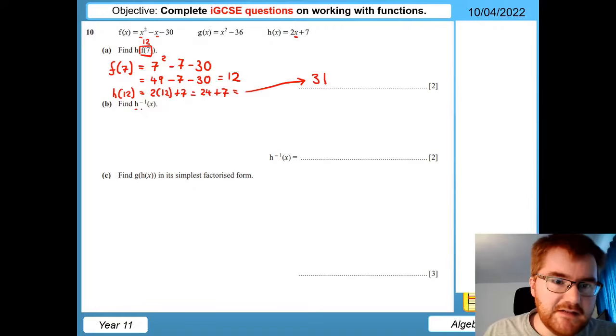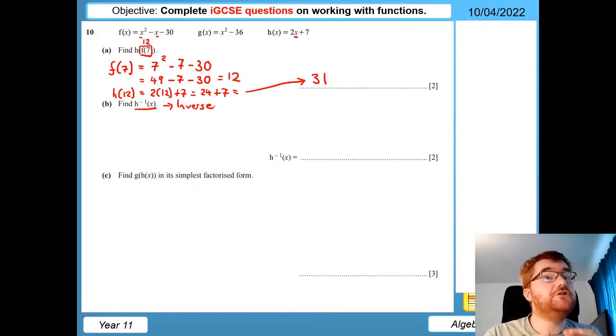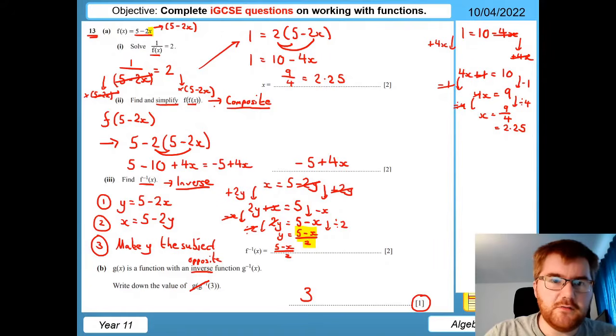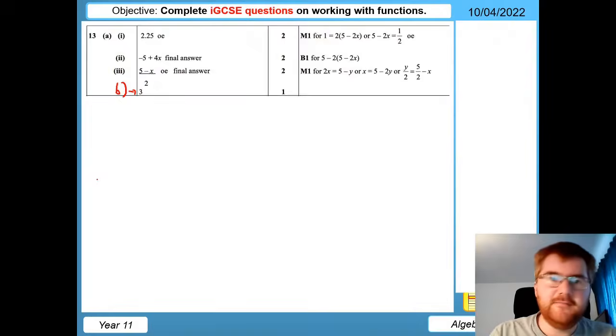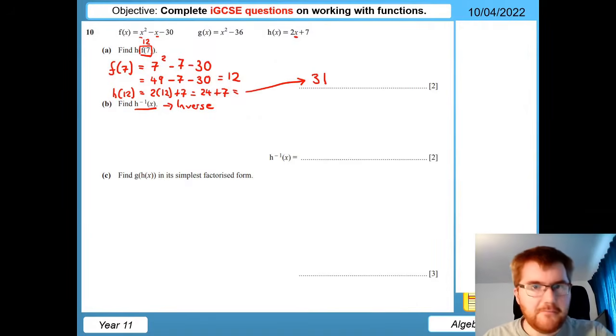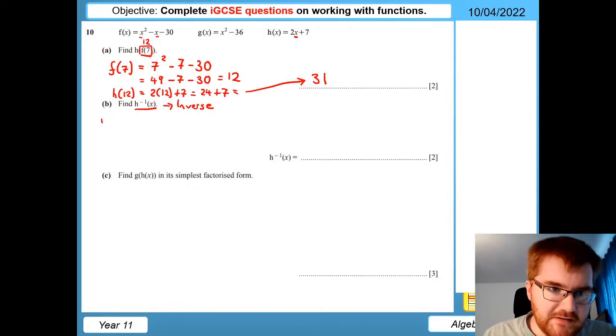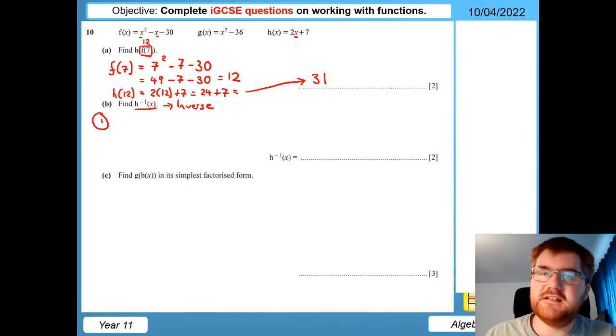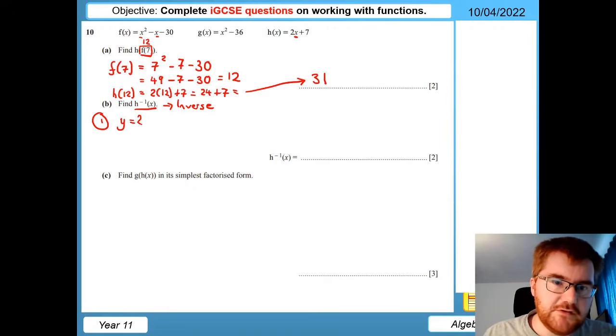again. So this here, as soon as you see that minus 1, you know it's going to be an inverse. And now we're going to use that three-step procedure that we saw on the previous question here. So question III. So hopefully you remember it at home, what we've literally just done. So number one, we're going to take our function and make it equal to y. So y is equal to 2x plus 7.